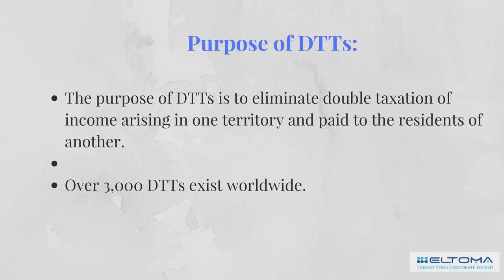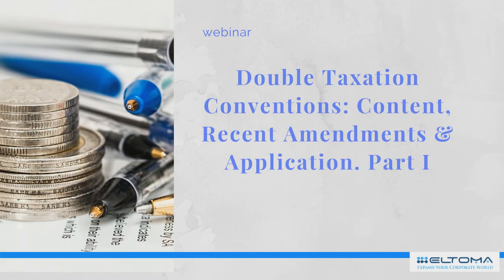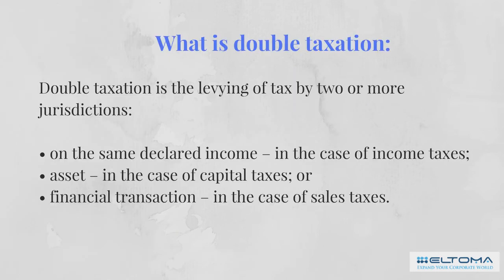So what is the purpose of a double tax treaty? The main purpose of any double tax treaty is to eliminate double taxation of income arising in one territory and paid to the residents of another territory. Currently there are over 3,000 double tax treaties existing worldwide. The UK, for example, has more than 130 double tax treaties, which makes it one of the world's largest networks. That's the first slide.